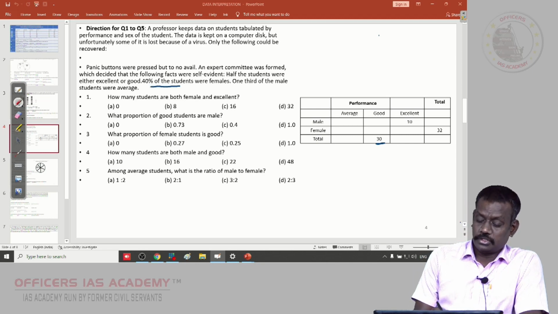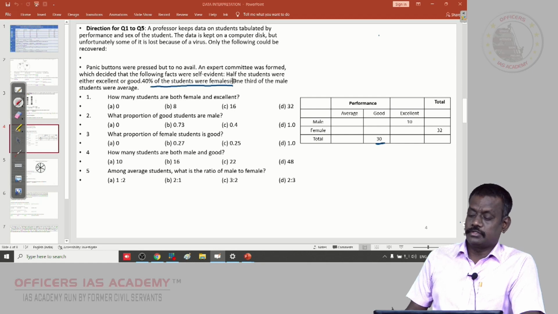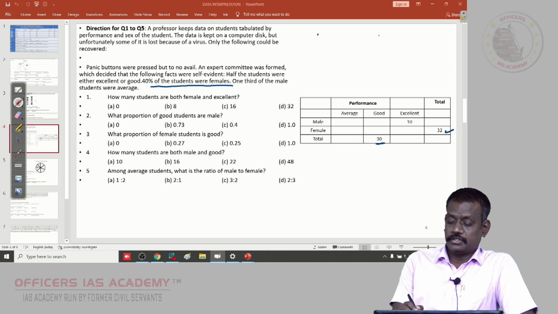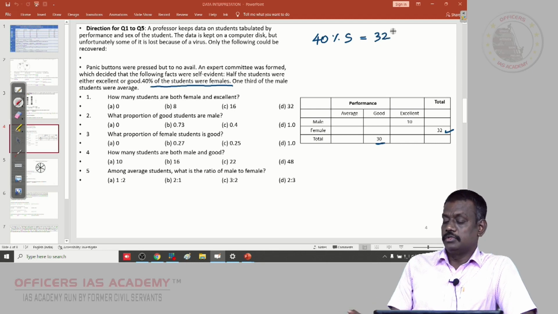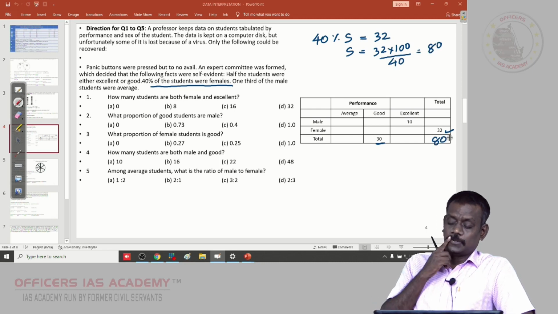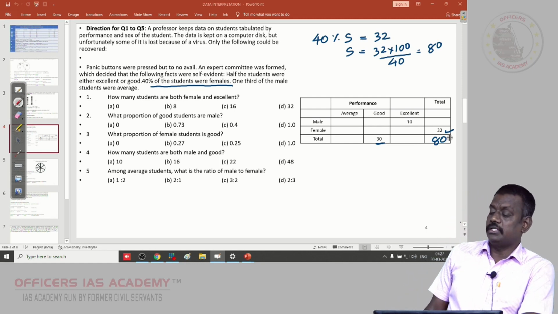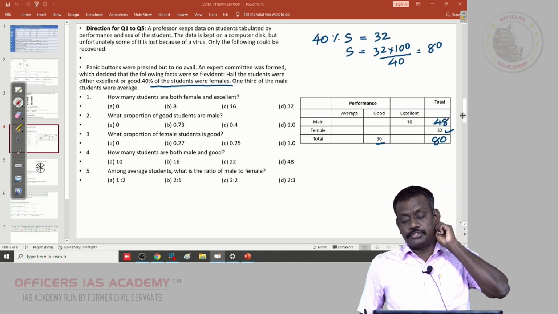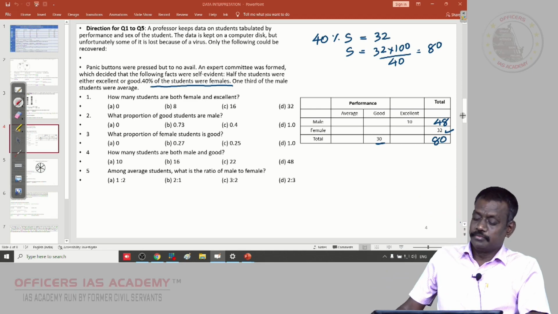Next, 40% of the students were females. We know the total number of females is 32. So 40% of the students is equal to females, which are 32. From this you can find the total number of students. It is 32 into 100 divided by 40, which will give you 80. So the total number of students is 80. Out of that 80, if 32 are females, the remaining 48 will be males. Am I right? Okay, the remaining 48 will be male.